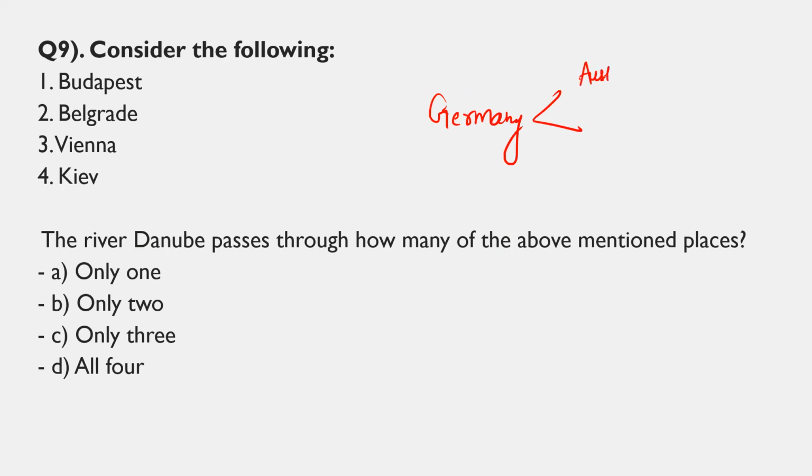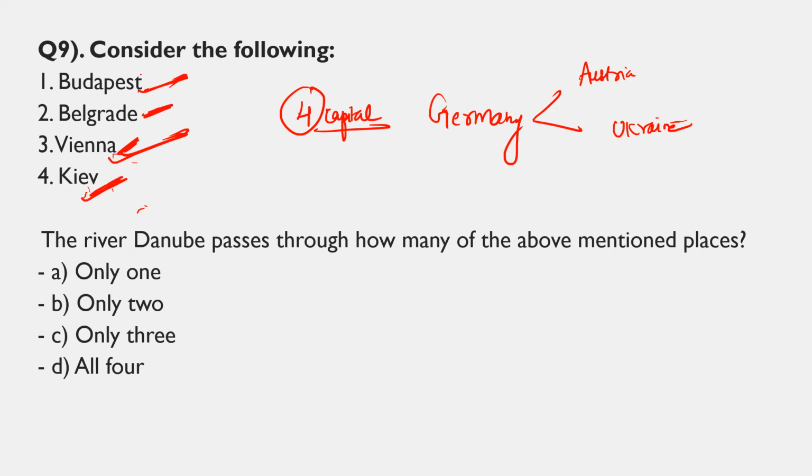Then it passes through Austria, that's how it passes through Vienna. It passes through Ukraine, so it passes Kiev as well. Then it passes through Romania, Bulgaria, Moldova and Hungary, and it covers four capital cities: Vienna, Budapest, Belgrade and Kiev. Belgrade is the capital and largest city of Serbia, if you don't know that. Budapest is the capital and most populous city of Hungary.